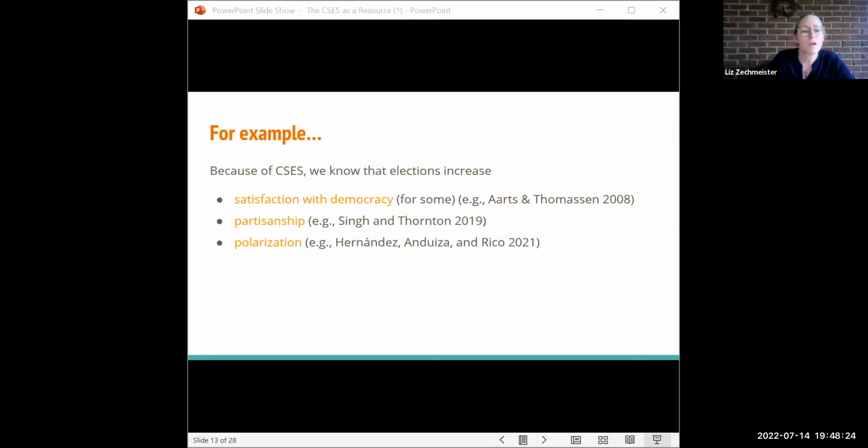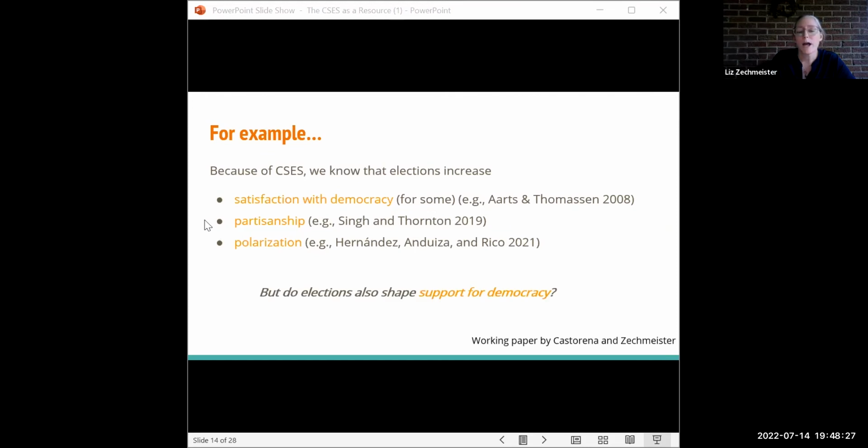So one question that we might have is, do elections also shape support for democracy? I mentioned before that we often think of elections as the mechanism by which public opinion is translated into politics. But we might also think, as this slide suggests, of the ways that elections shape public opinion. And so one of the things that I have been looking into, along with a colleague of mine, Oscar Casarena, is this question: do elections shape support for democracy?